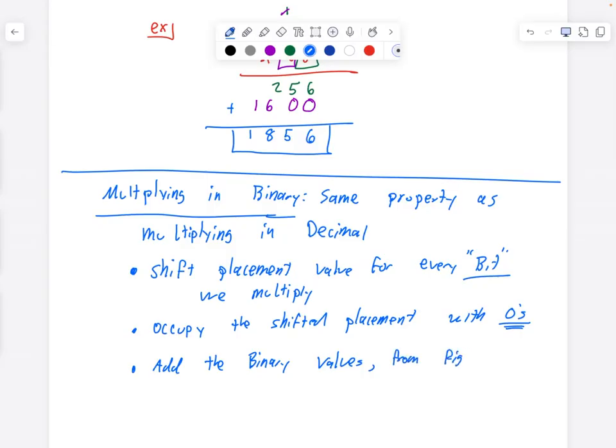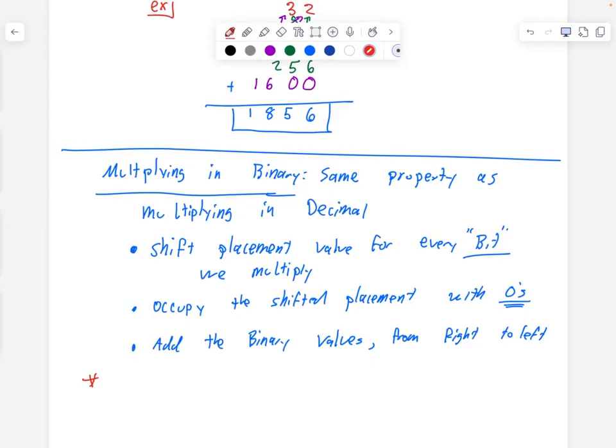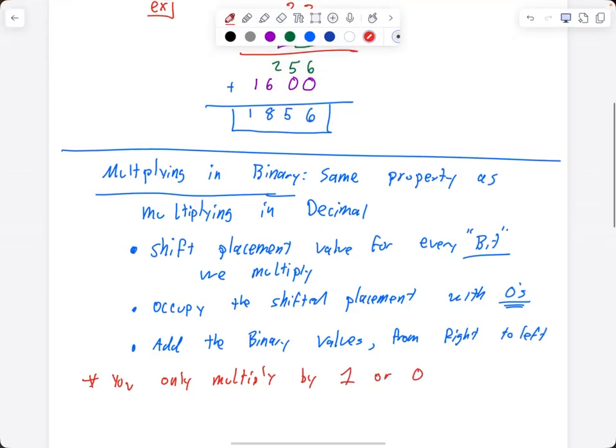from right to left. Now, here's the nice, beautiful thing about multiplying in binary. You only multiply by 1 or 0. If you multiply by 0, you just get a bunch of zeros.